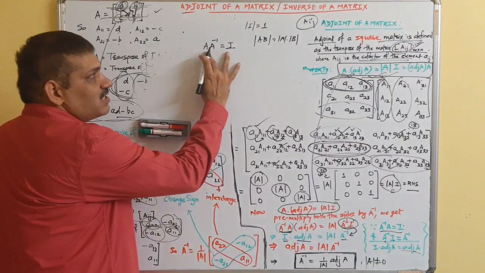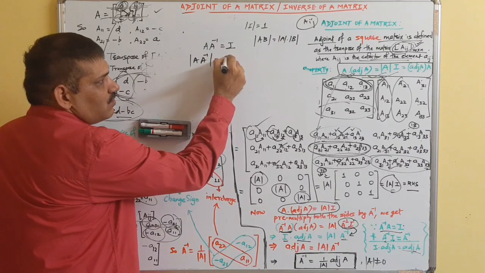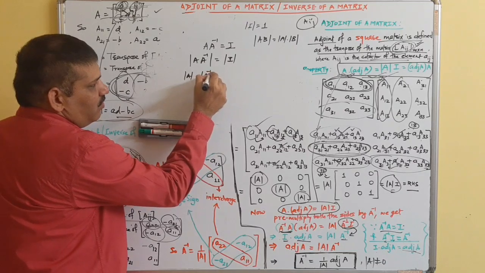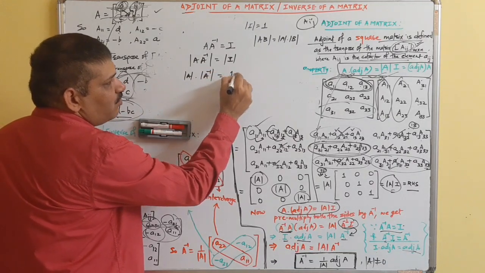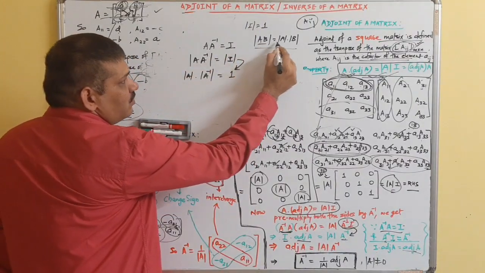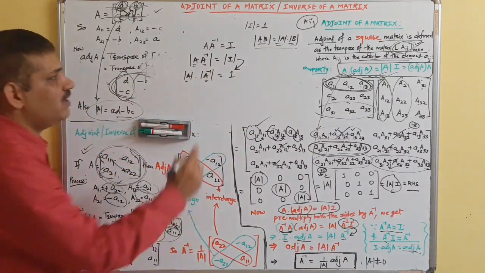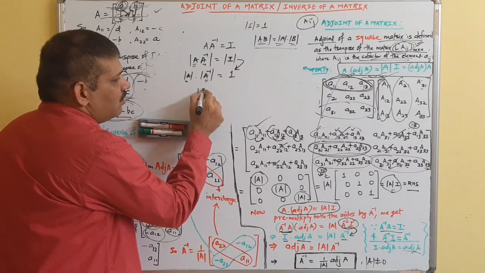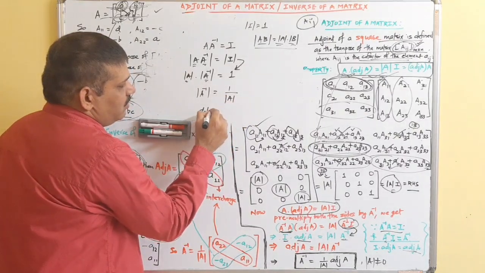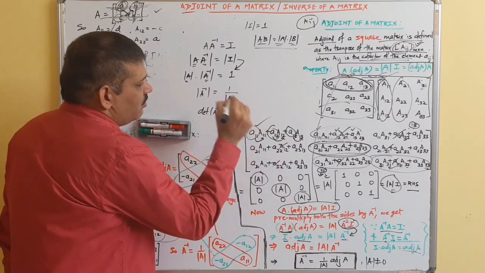So if this is a matrix equation, if I take the determinant of both sides, determinant of A into determinant of A inverse is equal to determinant of I, which comes out to be 1. Determinant of A into B is equal to determinant of A into determinant of B, so determinant of first into determinant of second. Now I need the determinant of A inverse, so I will divide both sides by determinant A. So I can write determinant of A inverse is always equal to 1 upon determinant of A.